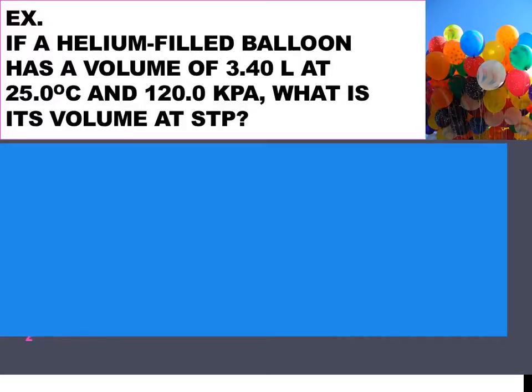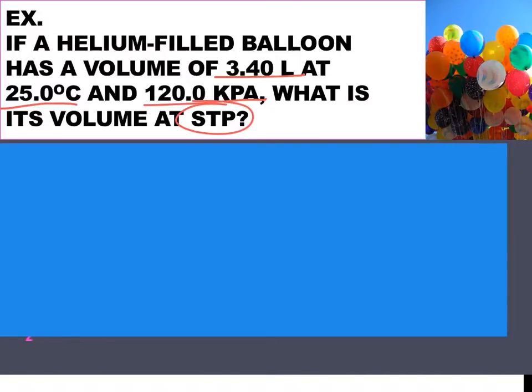Here's an example of a combined gas law problem. A helium balloon is filled, and it has a volume of 3.4 liters at 25 degrees Celsius and 120 kPa. What is its volume at STP? So let's pick apart the problem. We have a volume of 3.4 liters, a temperature of 25 degrees Celsius, and 120 kPa. What is its volume at STP?